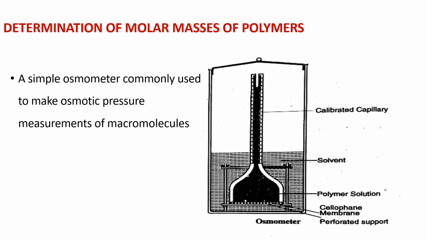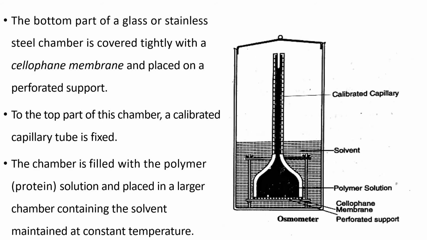The figure represents a simple osmometer. It is commonly used to make osmotic pressure measurements of macromolecules. Here, the bottom part of a glass or stainless steel chamber is covered tightly with a cellophane membrane and placed on a perforated support.